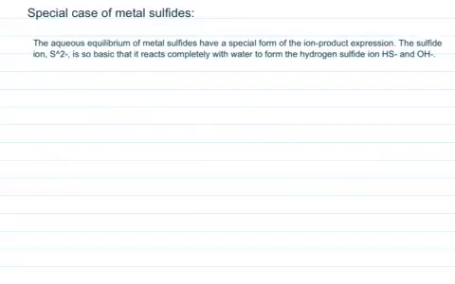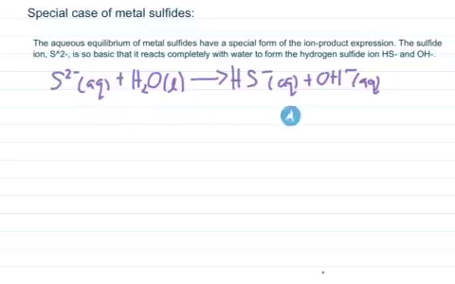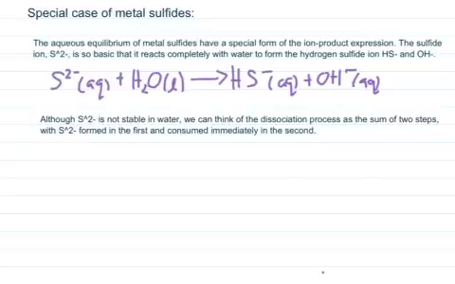Now there is a special case, and that special case is with metal sulfides. The aqueous equilibrium of the metal sulfides has a special form for the ion product expression. The sulfide ion, S2-, is so basic that it reacts completely with water to form the hydrogen sulfide ion, HS-, and hydroxide, which we can see here. Although S2- is not stable in water, we can think of the dissociation process as the sum of 2 steps, with S2- formed in the first and consumed immediately in the second.